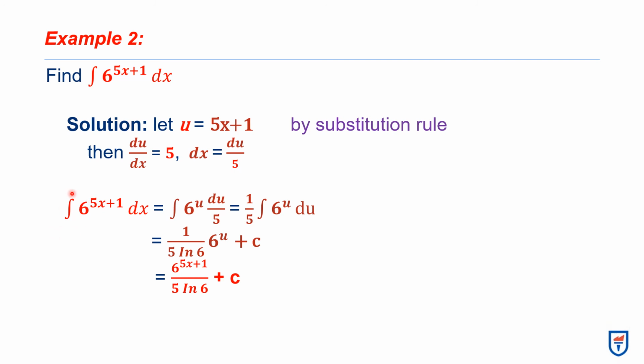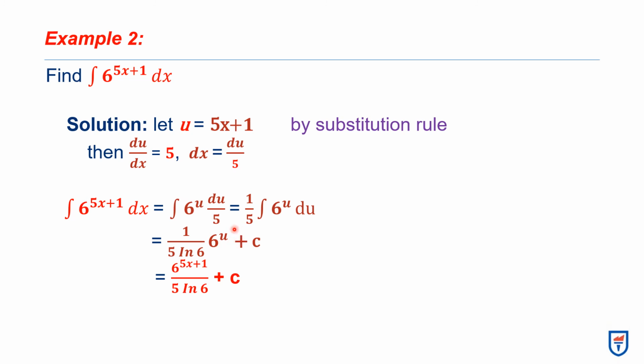In our original function, which is integral of 6 to the power 5x plus 1 dx, in place of 5x plus 1, we're going to put u. So we end up having integral of 6 to the power u. In place of dx, we're going to put du over 5. So we factor out 1 over 5, and we're going to end up having 1 over 5 integral of 6 to the power u du. So according to the exponent rules, the integral of 6 to the power x is equal to 6 to the power x divided by ln of the constant, which is ln 6. So this integral of 6 to the power u is going to give us 1 over 5 ln 6 times 6 to the power u plus c as our result.